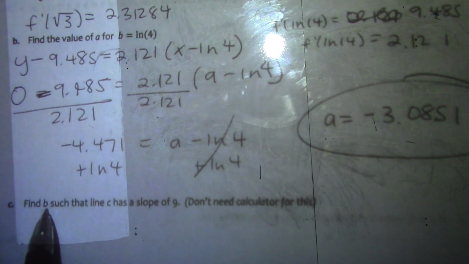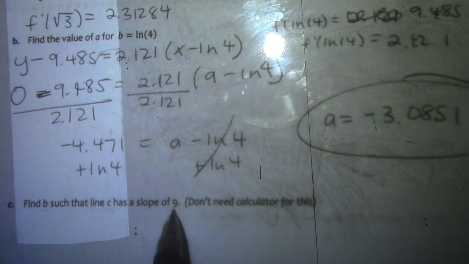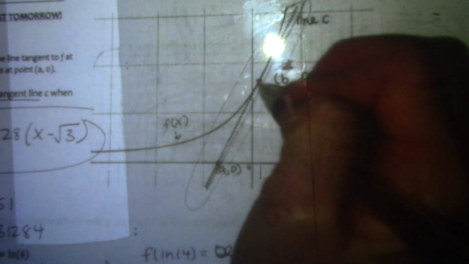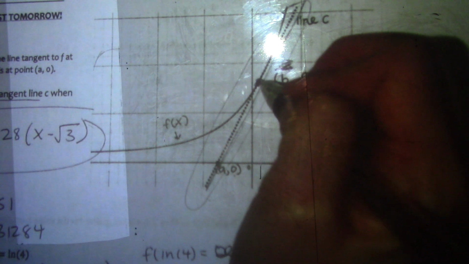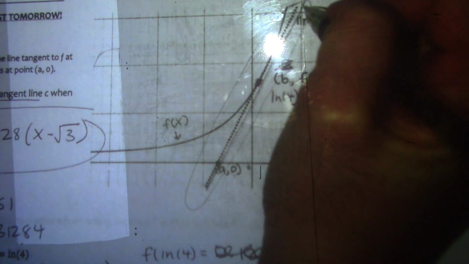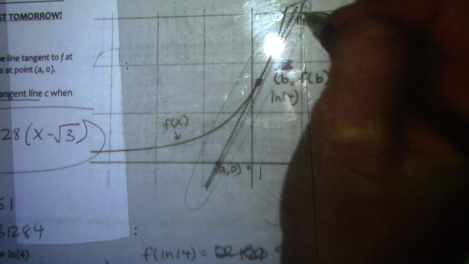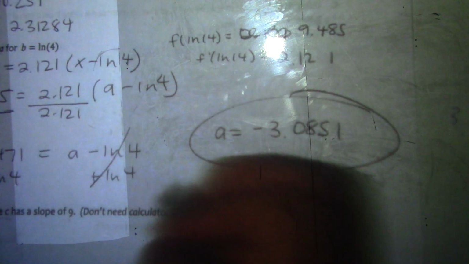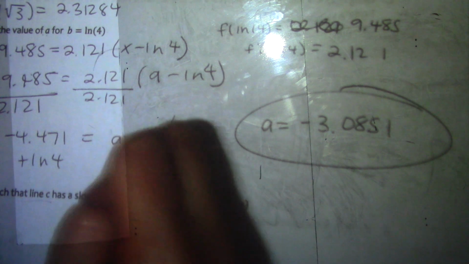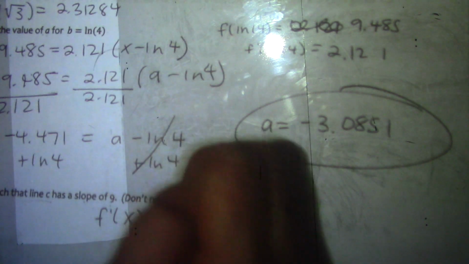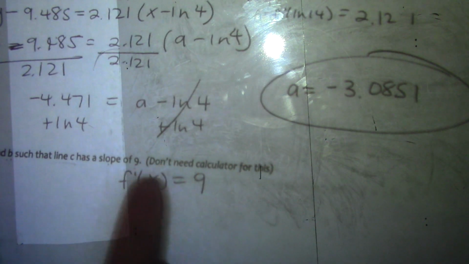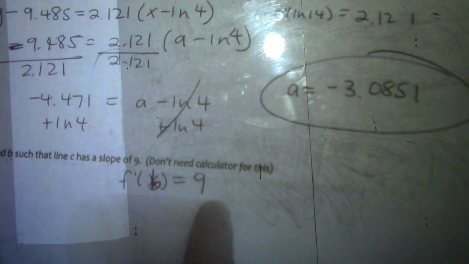Alright, part C, I want to find the value of B such that line C has a slope of 9. So this right here, I want to know what x value this would have to be in order for the line to have a slope of positive 9. So if I have a slope of positive 9, remember slope is just the derivative, so you want f prime of x to be equal to 9. And you're looking specifically for the x value B that makes this true.